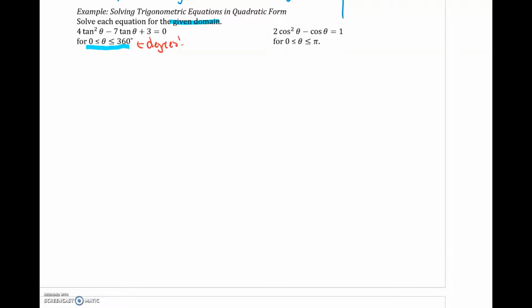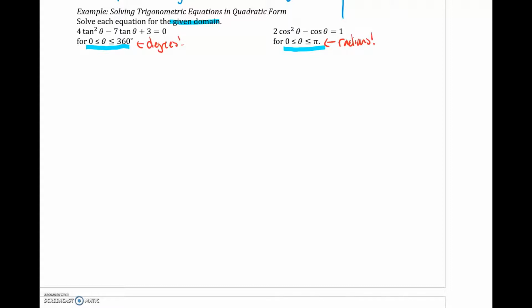If you look at the next one here on to the right, we have 0 to pi. So we want to make sure we're only doing that 0 to 180, that half circle. But again, we want this answer here in radians. So make sure you're careful, look at that, because that tells you how to write your answer. And then let's go ahead and solve this.